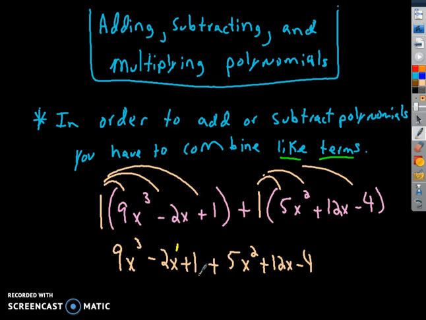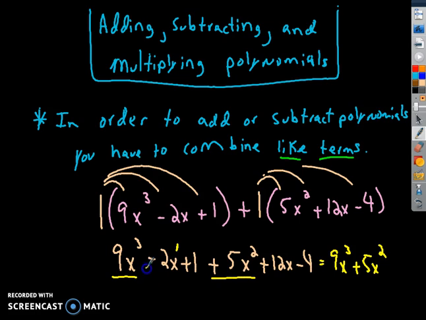So 9x cubed. It doesn't match with anyone. So when I combine these, my first term is going to be 9x cubed. The next one is squared. So I got 5x squared. There are no other x squareds here, so there's nothing to combine with. So the 5x squared continues just as it is, unchanged.